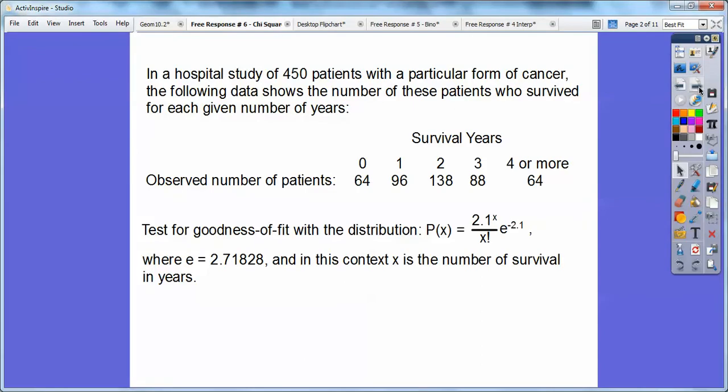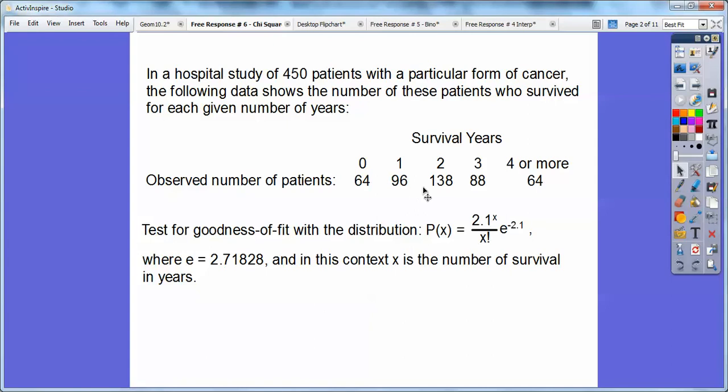So in a hospital study of 450 patients with a particular form of cancer, the following data shows the number of these patients who survived for each given number of years. Here's my given number of years: 0, 1, 2, 3, 4 or more. And over here is the observed number of patients that survived in those number of years.